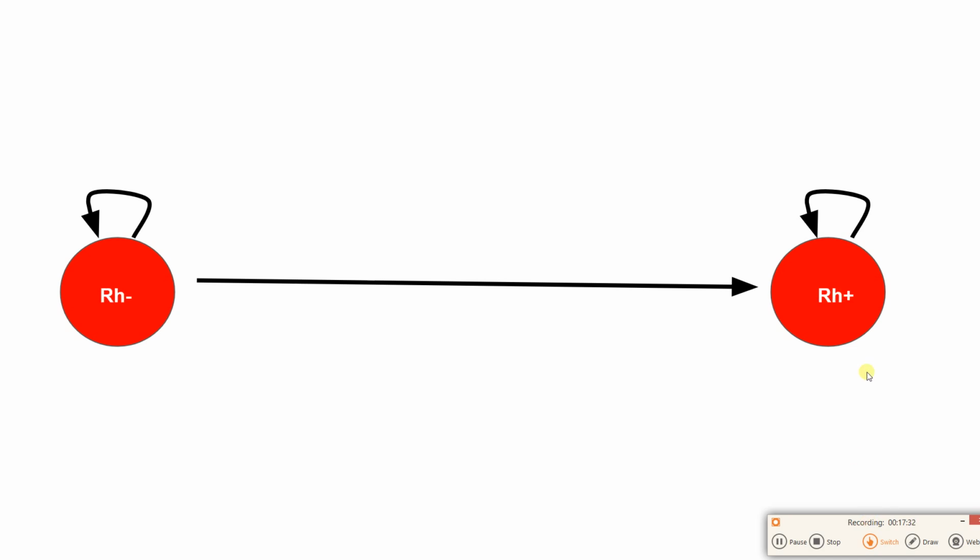All right, as far as the RH goes, we have two situations, RH negative and RH positive. Of course, if you're negative, you can give to negative. Of course, if you're positive, you can give to positive. The only other thing that can happen is negative can go to positive. In fact, the only thing that cannot happen is positive going to negative.